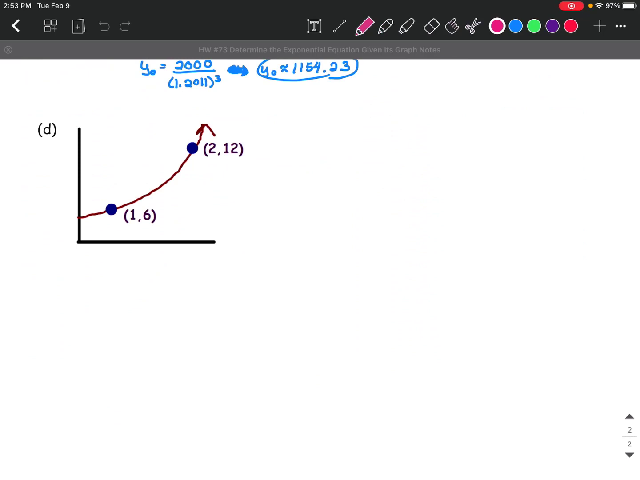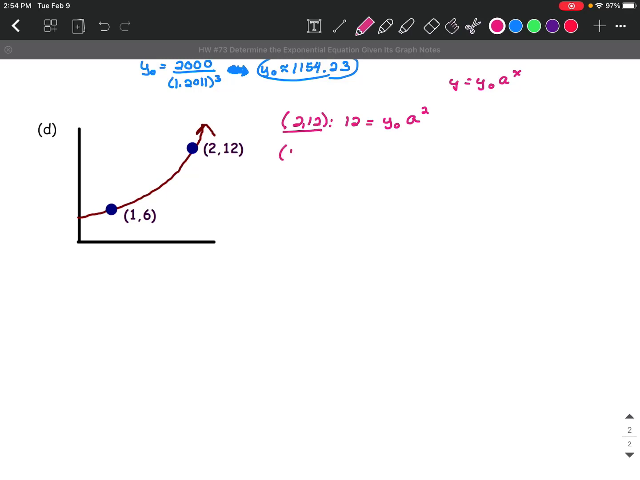So again, we have a graph that does not have the y-intercept. So we're going to take both points, and again, I'm going to pick the point furthest to the right. So I'm taking the point 2, 12, and I'm going to plug that into y equals y naught times a to the x. So 12 goes in for y. I don't know my initial value. I don't know my growth factor, but my x is 2.